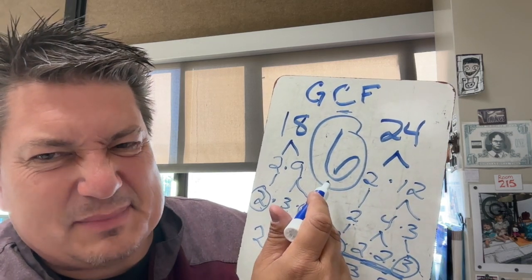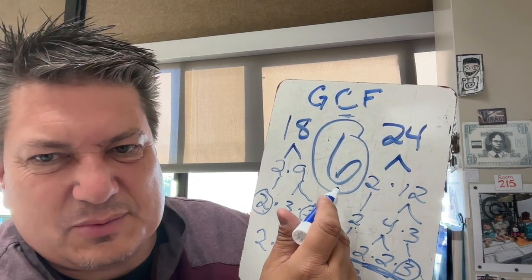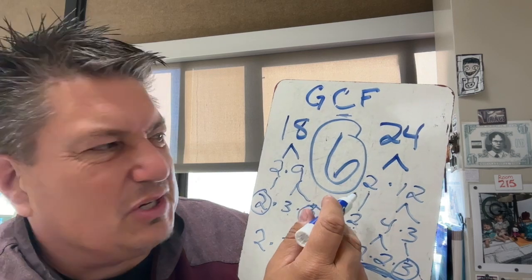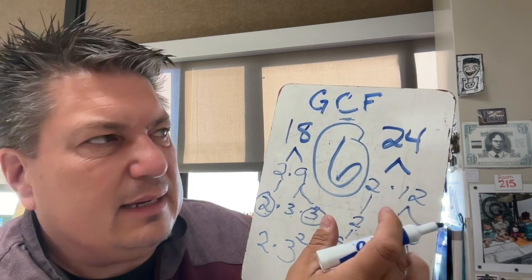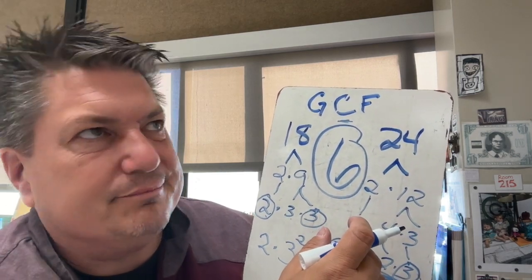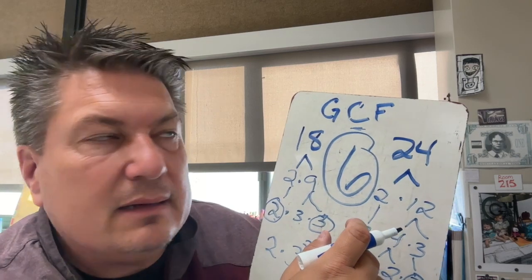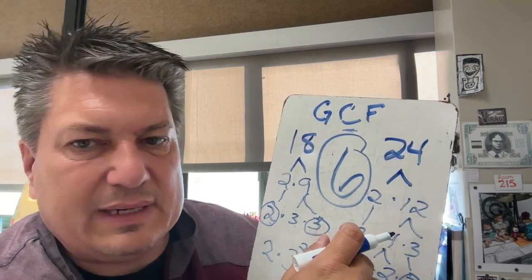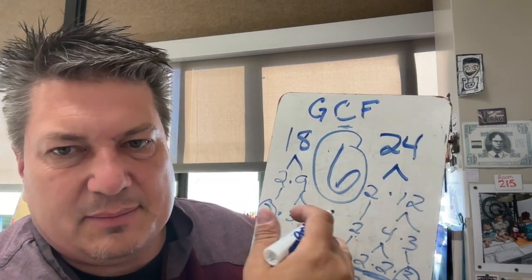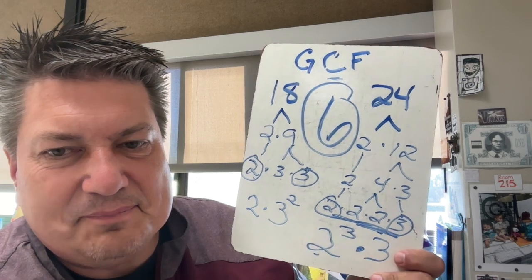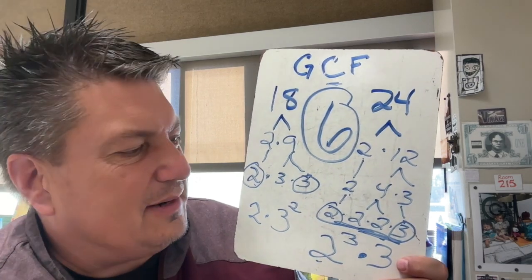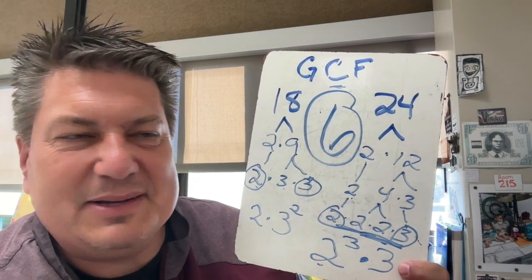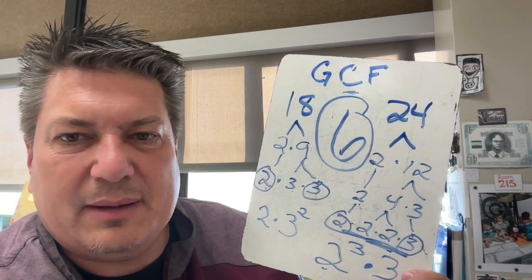It's kind of tough for some kids to get. They need a lot of practice with it. You can try different numbers, like 20 and 30, 30 and 70, 36 and 48. You can try a bunch of different numbers. But once you get the hang of it, it's like Doritos. It's kind of hard to stop. You just want to keep working with more numbers.